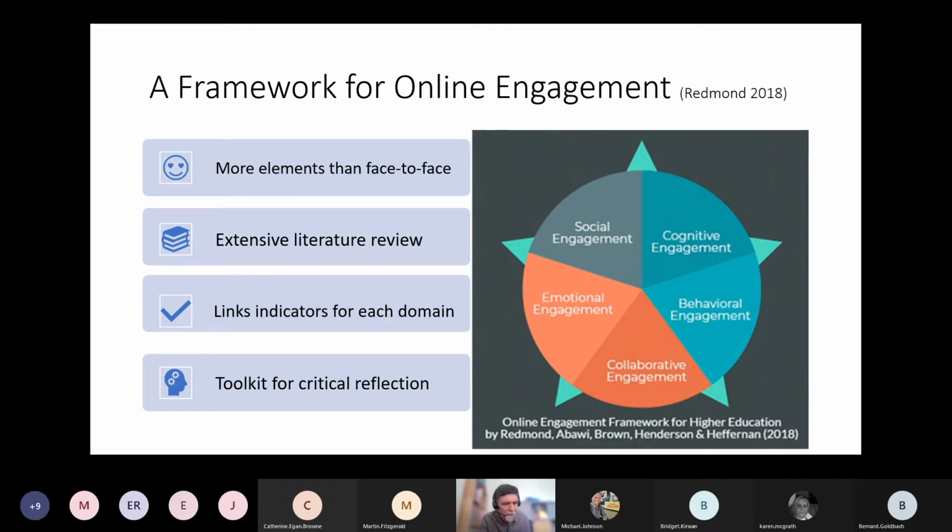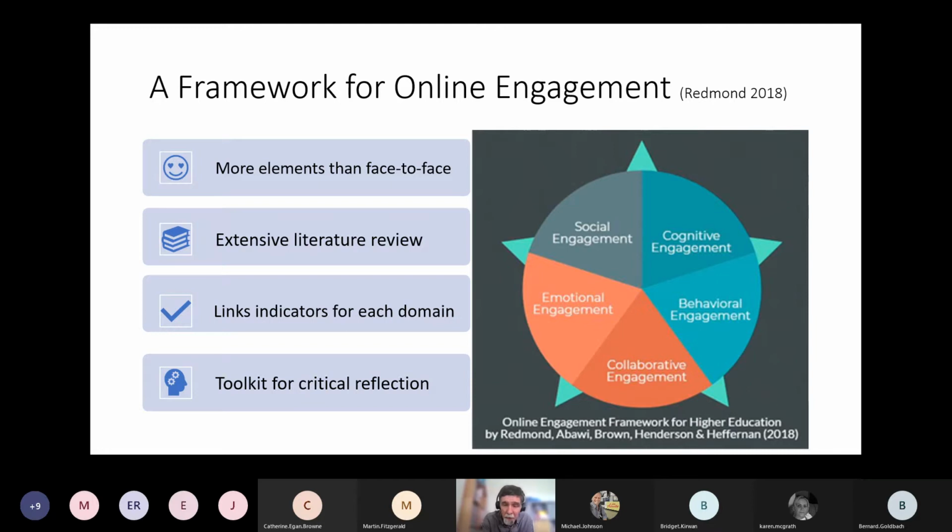Now, if you look at face-to-face engagement literature, it's more likely going to deal with the cognitive, behavioral, and emotional. The cognitive and behavioral, to me, are the 2 principal ones we've always looked at. Whereas with online engagement, social and collaborative start to come out to the fore more. And certainly that's been my experience in the last year or so, and my colleagues that I've spoken to, where we feel that students are lacking that opportunity for collaboration.